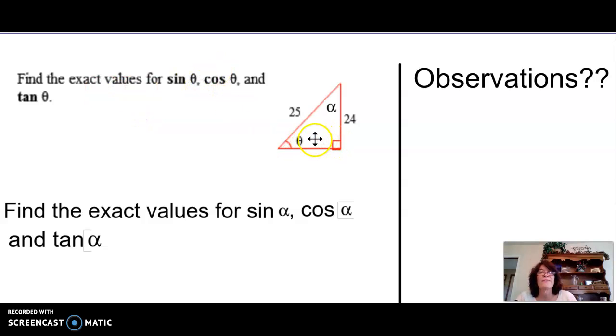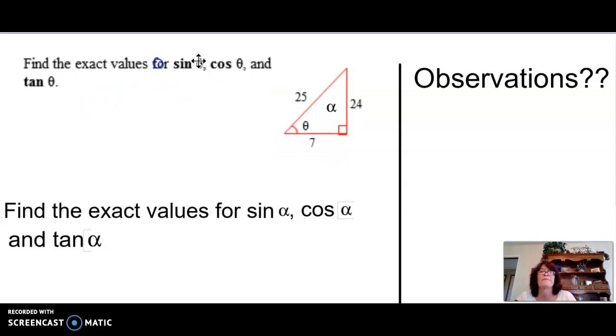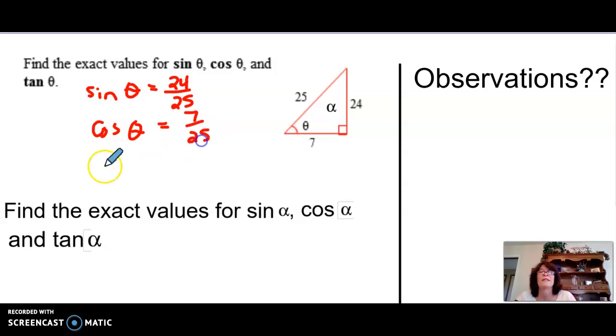The exact value for the sine of theta is opposite over hypotenuse, so that's not bad. Sine of theta is 24 over 25. Cosine of theta is 7 over 25. And the tangent of theta, opposite over adjacent, is 24 over 7.